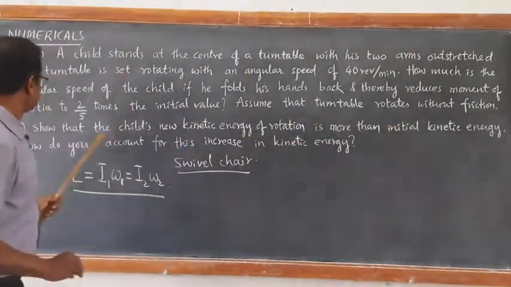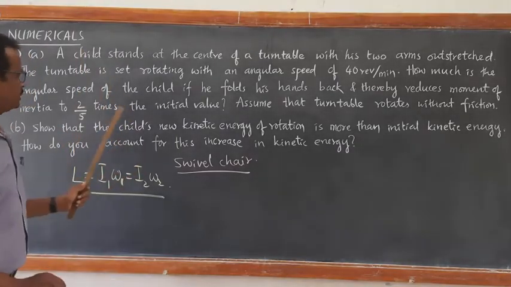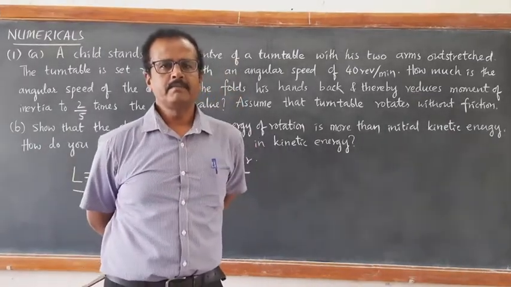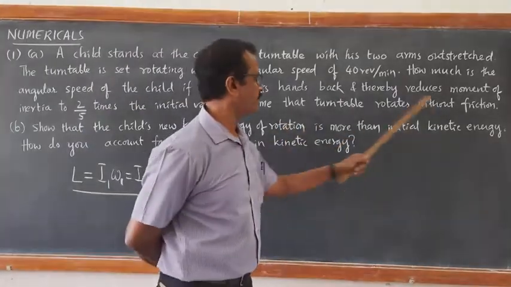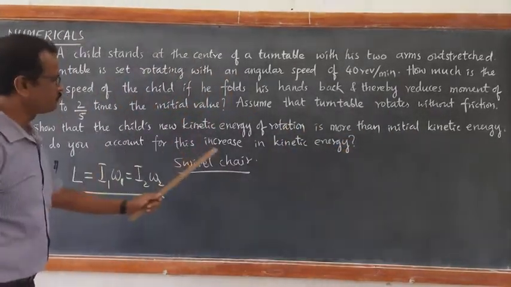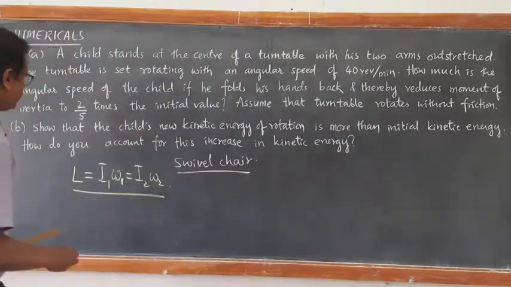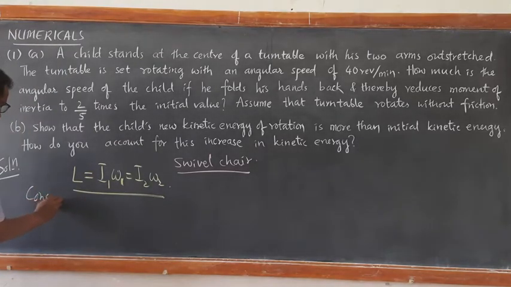Simple. Right? This is the first part of the numerical problem. And show that the child's new kinetic energy of rotation, as a result of bringing the hands back to his body, is more than the initial kinetic energy. How do you account for this increase in kinetic energy? This is what we are going to see. Here we are applying conservation of angular momentum.